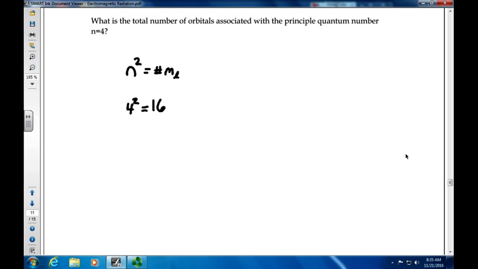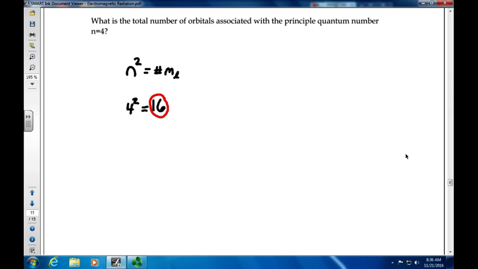Now you have to be careful with it, because if you're asking for the total number of orbitals, this works perfectly fine. But if it's asking for the total number of electrons, you're going to have to multiply this value here by 2 to get the total number of electrons. Now, if they're asking for the total number of subshells, this simply would not work. You could just use simple arithmetic to find the number of subshells. But this right here gives you the number of orbitals.